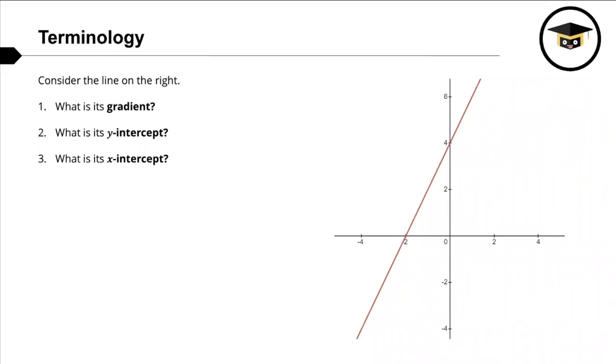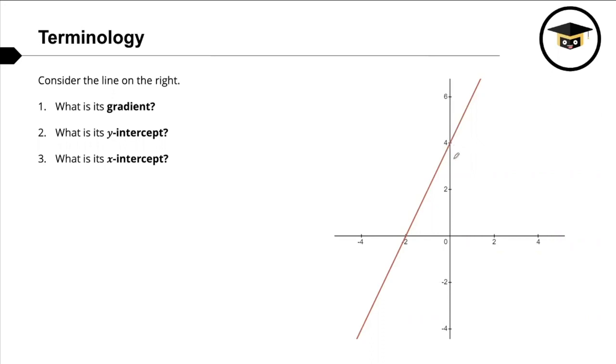With this line on the right-hand side, we can see we've been asked three questions. Number one, what is its gradient? Number two, what is its y-intercept? And number three, what is its x-intercept? So for its gradient, remember, we can think about it as either rise over run, or we can use our formula, which is y2 minus y1 over x2 minus x1. For this specific example, I'm going to show you both ways just to refresh your memory.